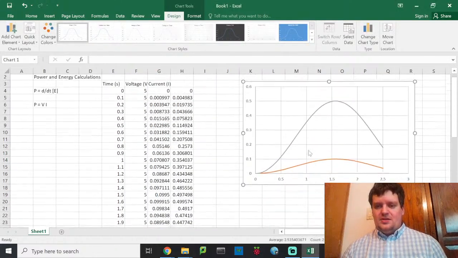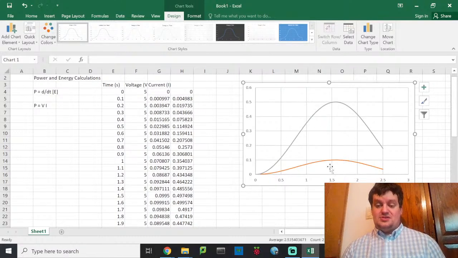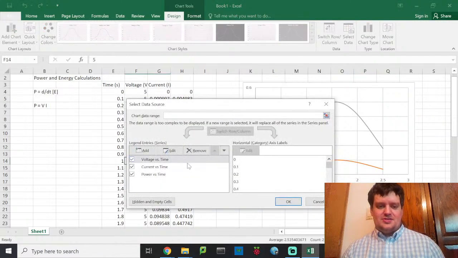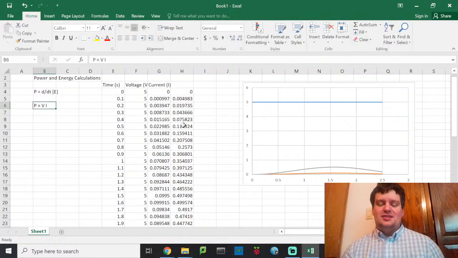And there you go. Now you'll notice that these two have the very same shape. It's just this is just this multiplied by the 5 volts that we had previously. Which if I do that, it actually makes this whole thing really squished. So I can go in here and turn this back on. This gray graph is this blue times this orange. That's the definition of this formula. That's all it is.